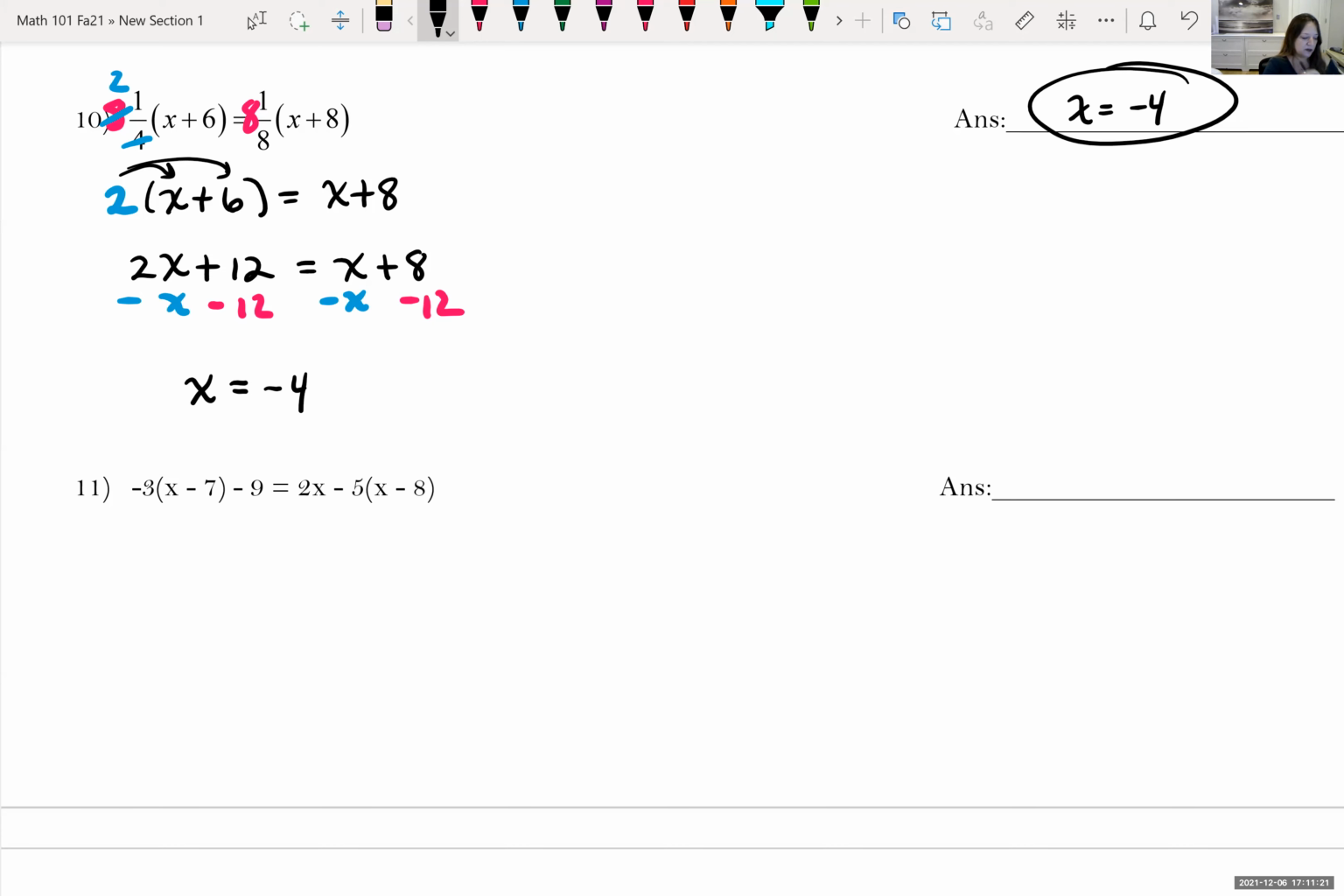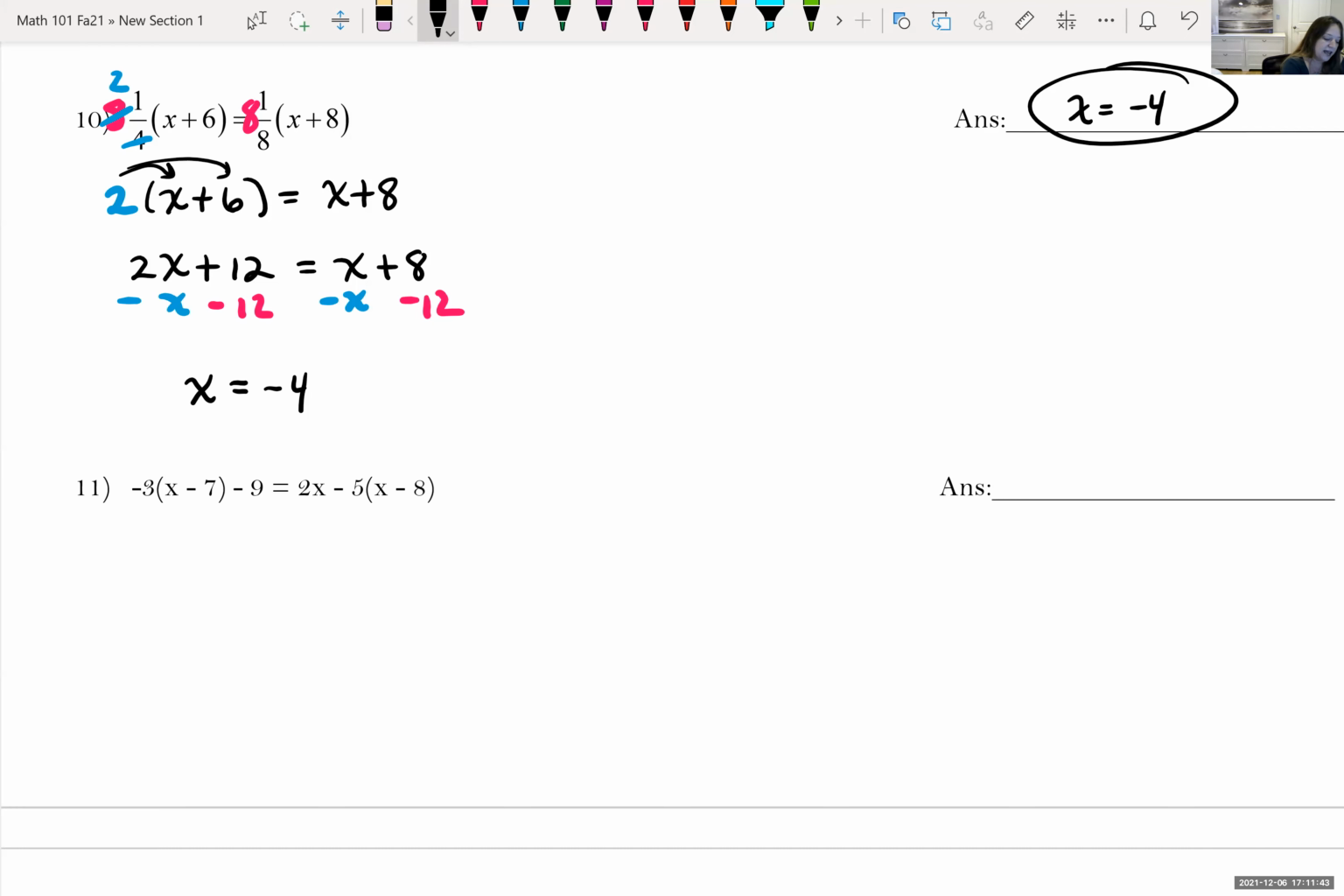So the next problem, we have -3 times the quantity x minus 7, and then close that parentheses, minus 9, equals 2x minus 5 times this quantity x minus 8. So first thing you want to do is we want to distribute and simplify each side of the equation down before we start moving things.